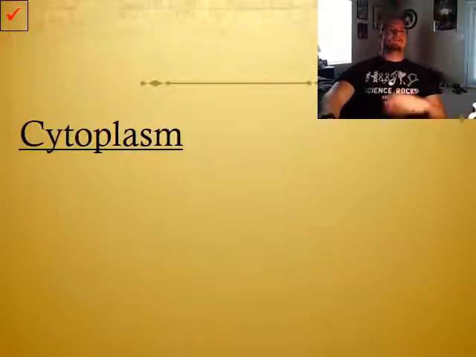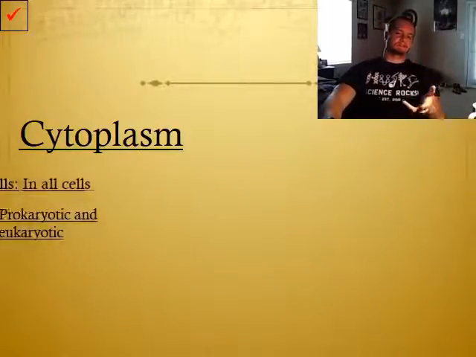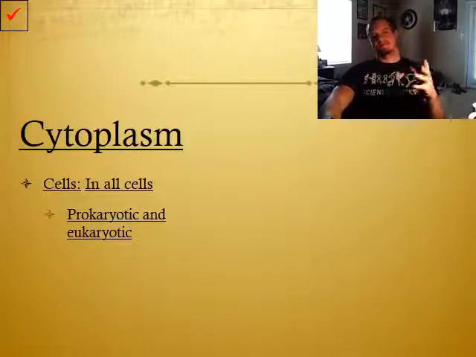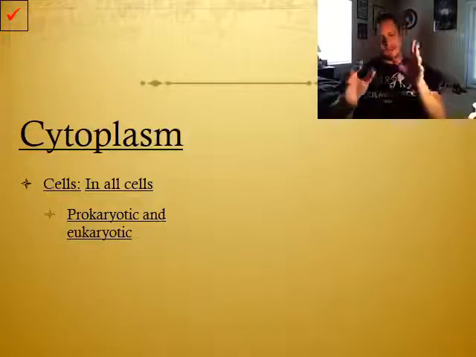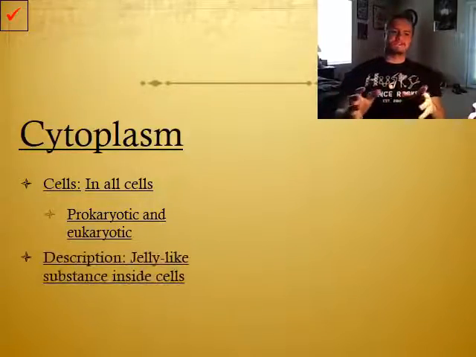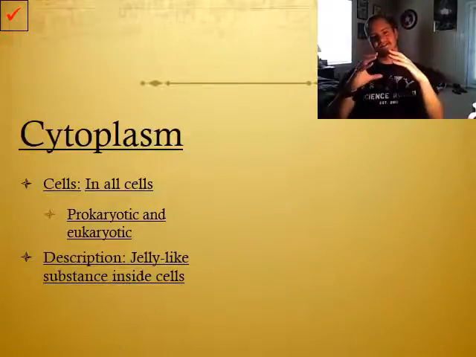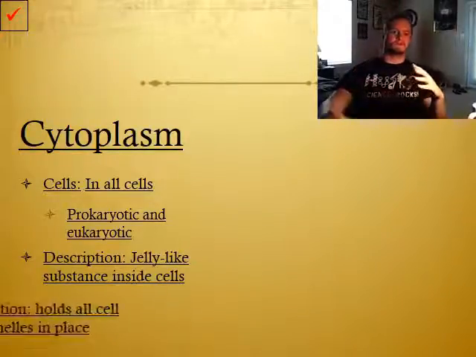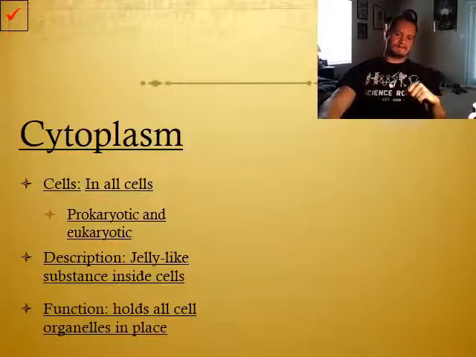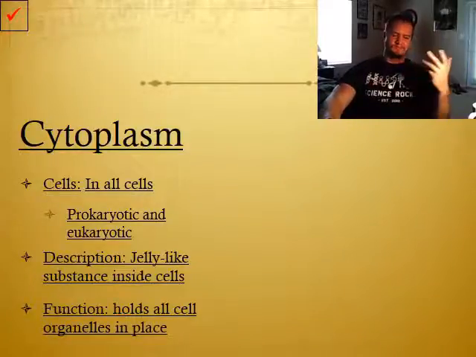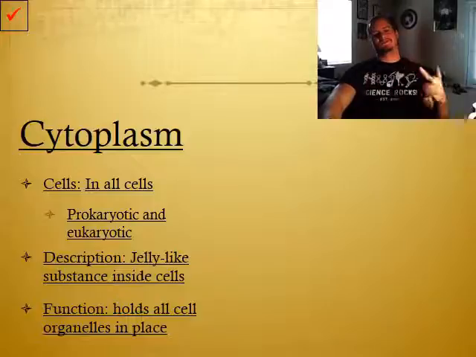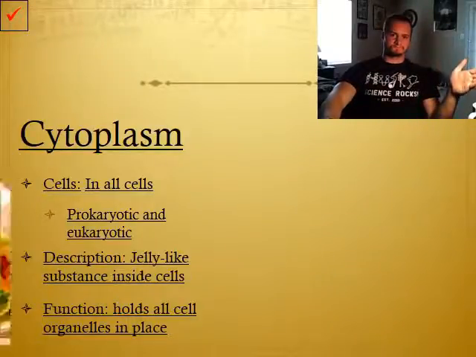And finally, last but not least, we have the cytoplasm. The cytoplasm is found in all cells, both prokaryotic and eukaryotic. It's the jelly-like substance inside the cell that keeps everything together. It keeps it from spilling out everywhere. So it holds all the cell organelles in place and keeps them apart from each other if need be.